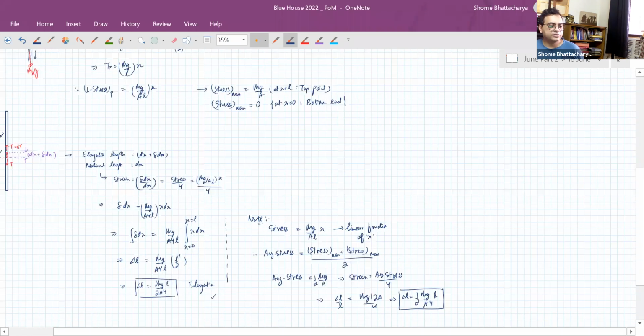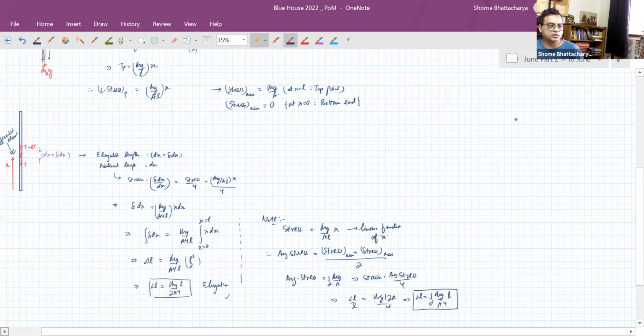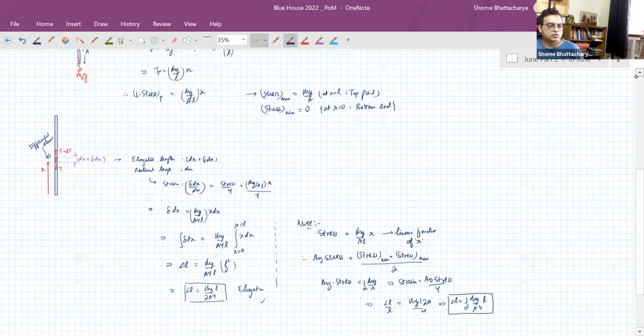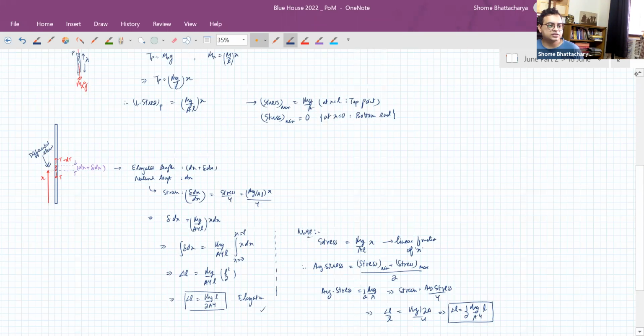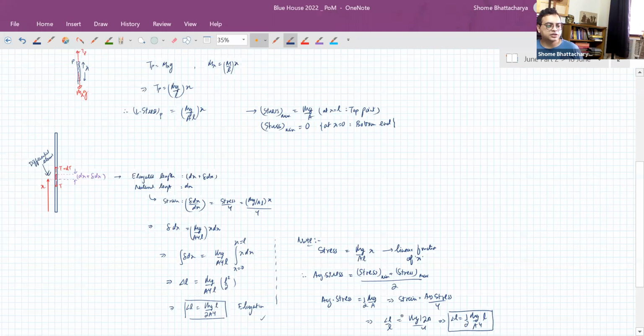Okay, so especially at JEE Advanced level, this is quite important. The concept of application of integration when there is variable stress. Just make a note of this. We will continue forward after this.